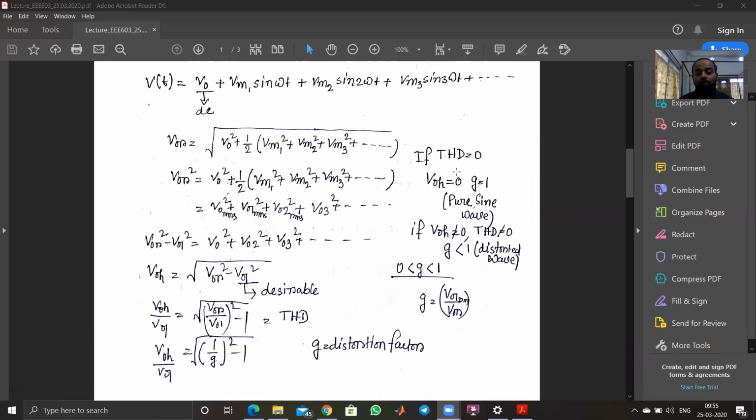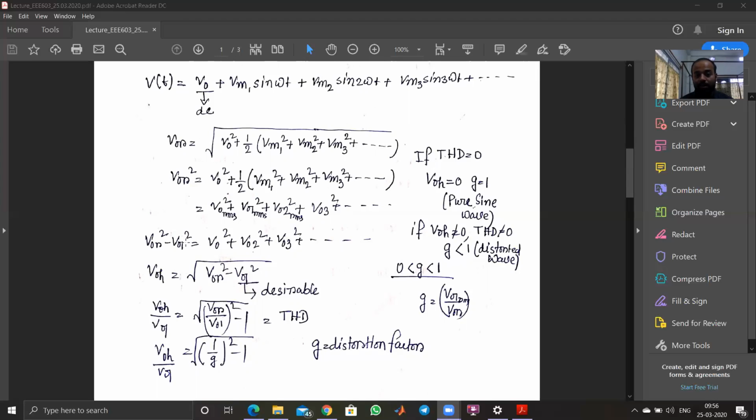where G is known as the distortion factor. Now if the total harmonic distortion is 0, that means VOH is 0, it is a pure sinusoidal wave and the distortion factor is 1. If the distortion factor is less than 1, that means VOH and total harmonic distortion are there, so it is a distorted wave. The value of G lies between 0 and 1. So this will help us in the Fourier analysis of our single phase half bridge inverter.